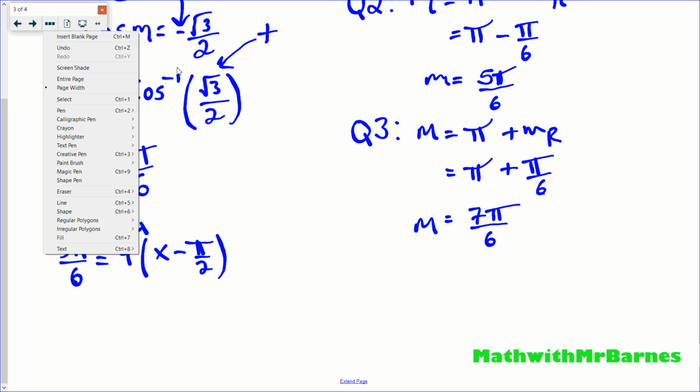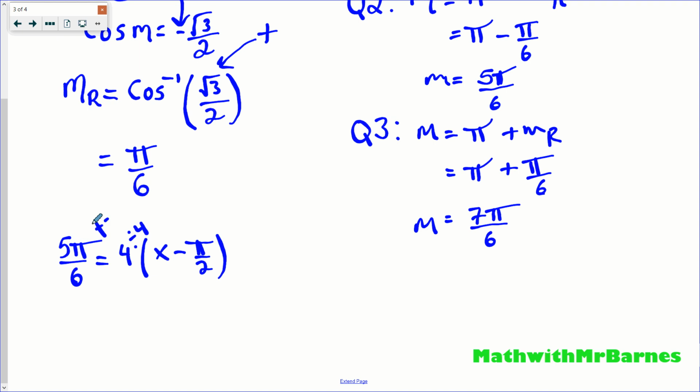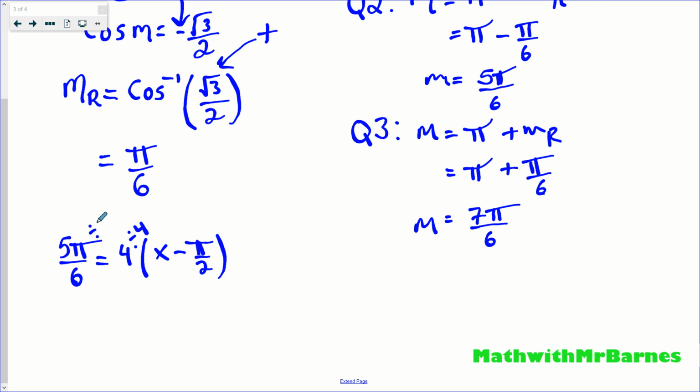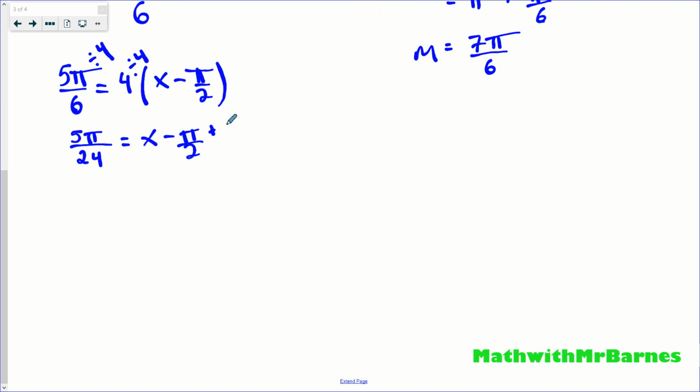I got a plus sign. This is going to mess everything up, watch. So my eraser's going to get stuck on a bit. Here we go. Let's try that. And divide by 4. We're good. All right, so this turns into 5 pi over 24 equals x minus pi over 2. All I need to do now is add pi over 2 to both sides.